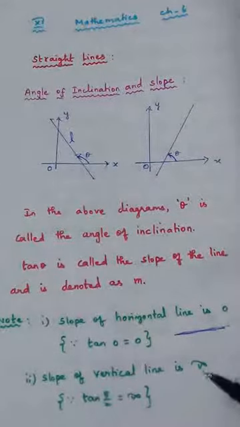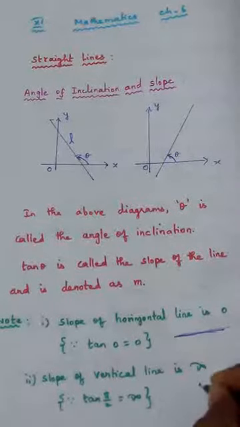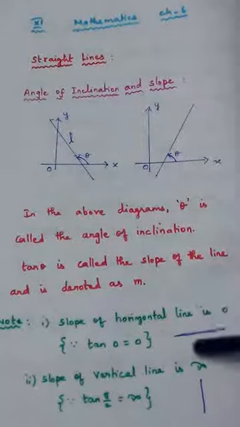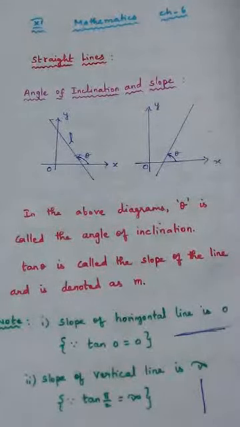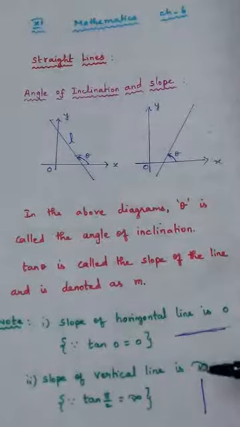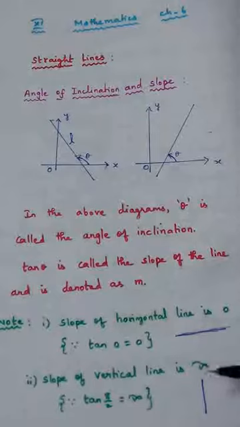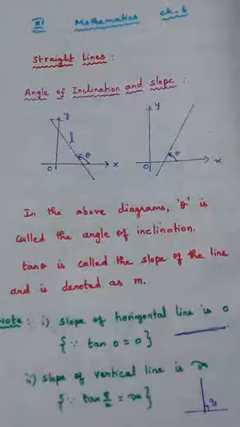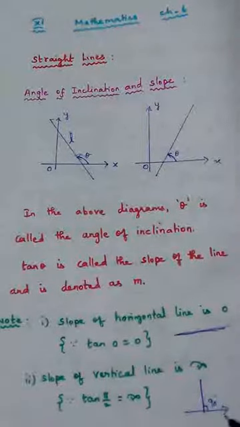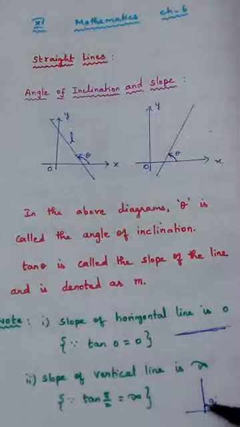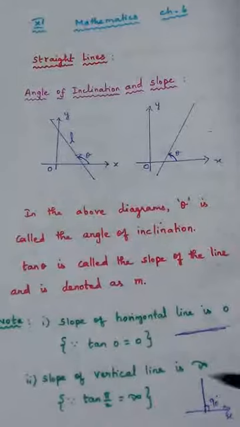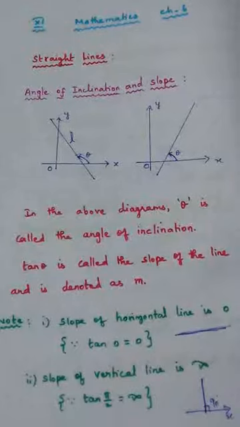And slope of vertical line is infinity. Vertical line means it should be like this. That is, it should be parallel to y-axis. This is parallel to x-axis. This is parallel to y-axis. It is called vertical line. And the slope of vertical line is given by infinity because it makes an angle 90 degree with x-axis. If this is x-axis and this is the vertical line, definitely this angle will be 90 degree. Therefore tan 90 will be infinity. So slope of vertical line is not defined or otherwise called as infinity.